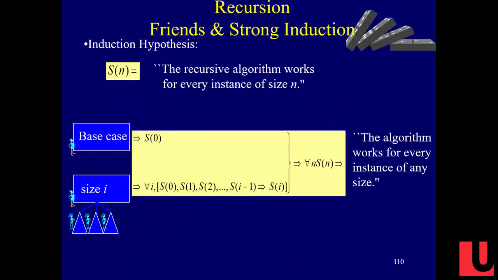So this just says, how do you prove a recursive program works? Well, let S of n be the statement that the recursive program works on all inputs of size n. And then we're going to prove that it works on the base case, inputs of size 0. And then we're going to prove that for every input of size I, if it works for all inputs of smaller size, if your friends solve their instances fine on smaller instances, then the recursive program will work on instances of size I.